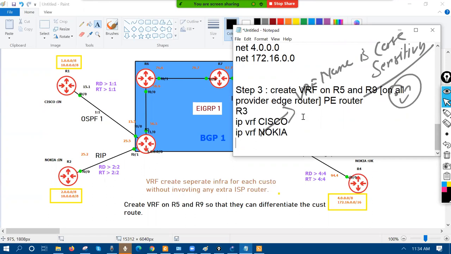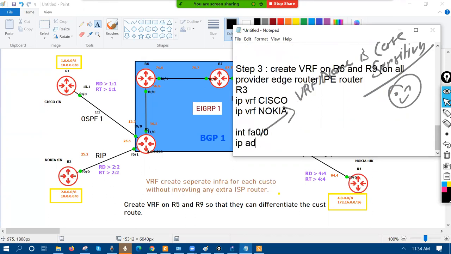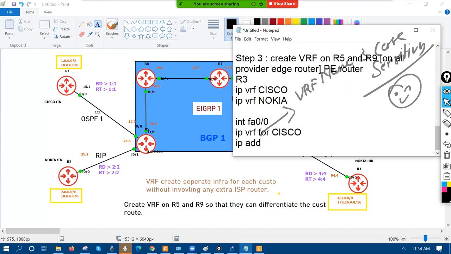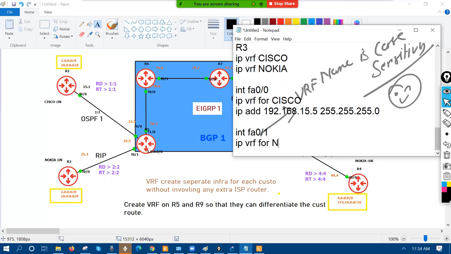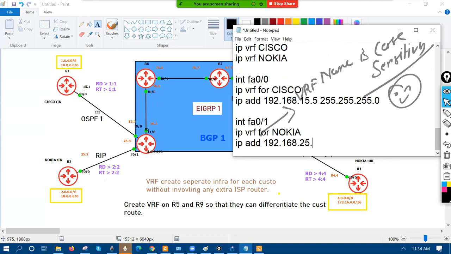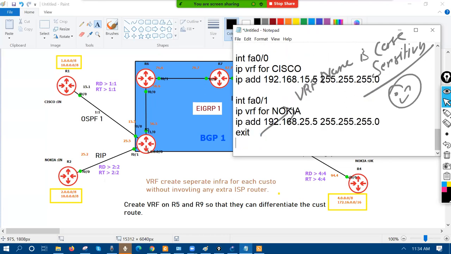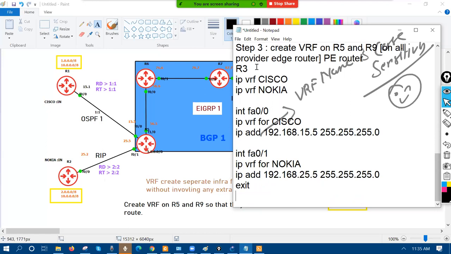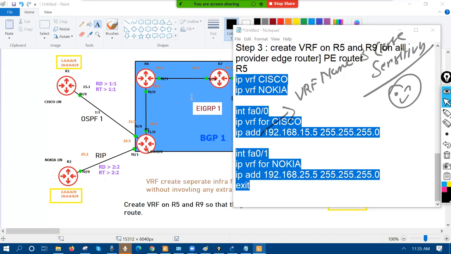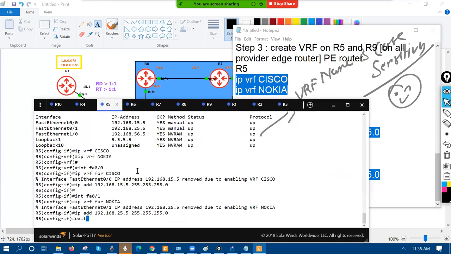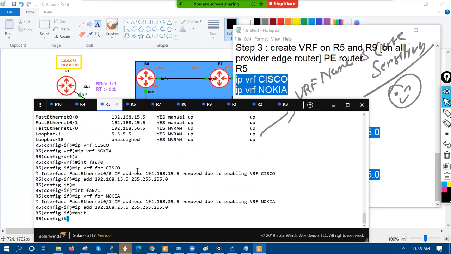Now I'll do one thing. R3, interface 0/0, ip vrf forwarding Cisco, IP address will be, done. Same way, interface 0/1, ip vrf forwarding, IP address will be, done. Exit. It should be R5, right? Sorry. Done. Copy and paste. Any questions? It's clear. Same way we have to do on this guy.